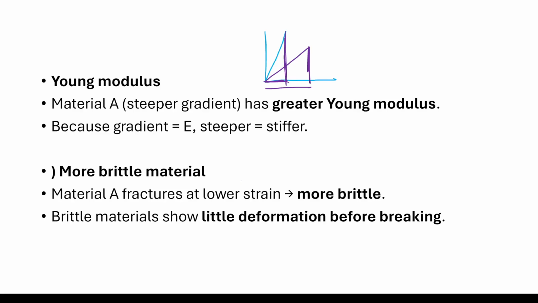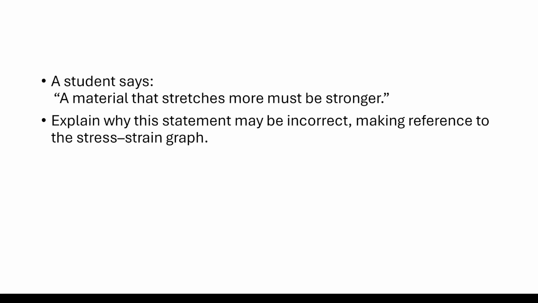You need to be using these words in your exam questions. So stiffer, larger Young's modulus means it's stiffer. Then material A fractures at lower strain. That means it is more brittle, and brittle materials show less deformation before breaking. So there is less deformation.